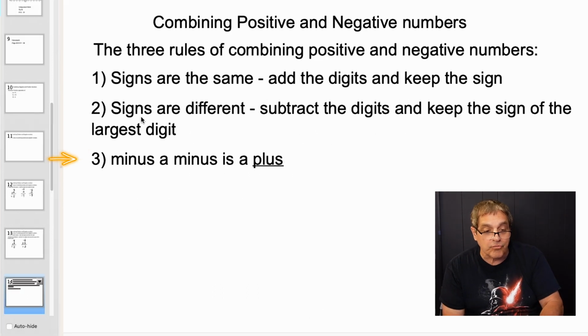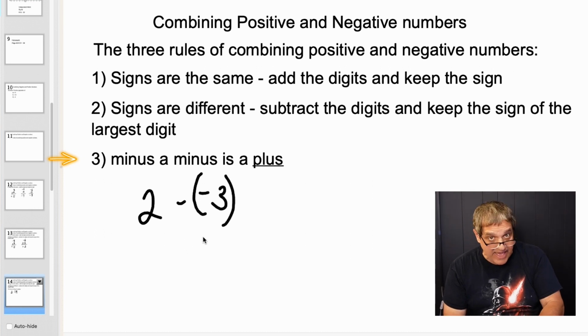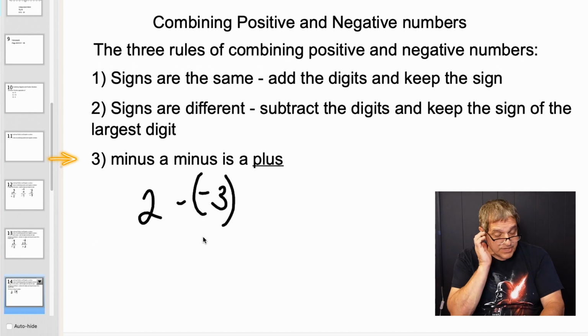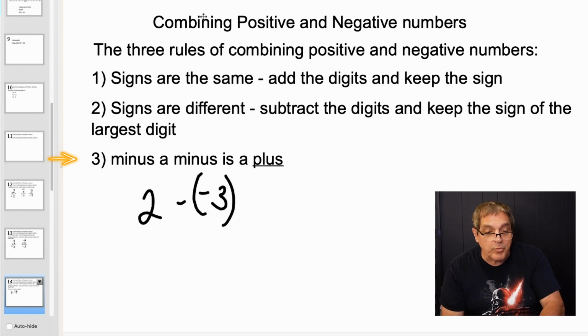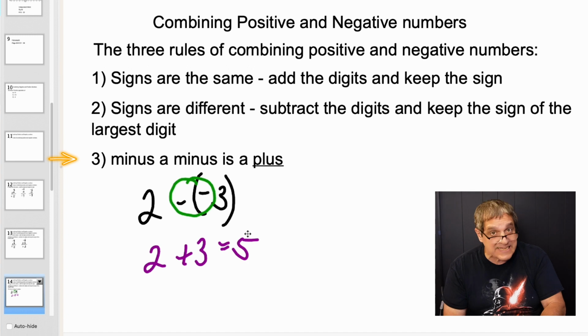Finally, the third rule is minus a minus is a plus. What does that mean? Well, suppose I have 2 minus negative 3. And since there are 2 signs next to each other, a lot of times they'll put them in parentheses. It doesn't have to be put in parentheses, but most of the time they will, just to avoid confusion. So when we say minus a minus, I have 2 minuses next to each other. So that becomes a plus. So just rewrite, don't even think about it. Rewrite it as 2 plus 3, and the answer is 5. So therefore, 2 minus negative 3 is a positive 5.